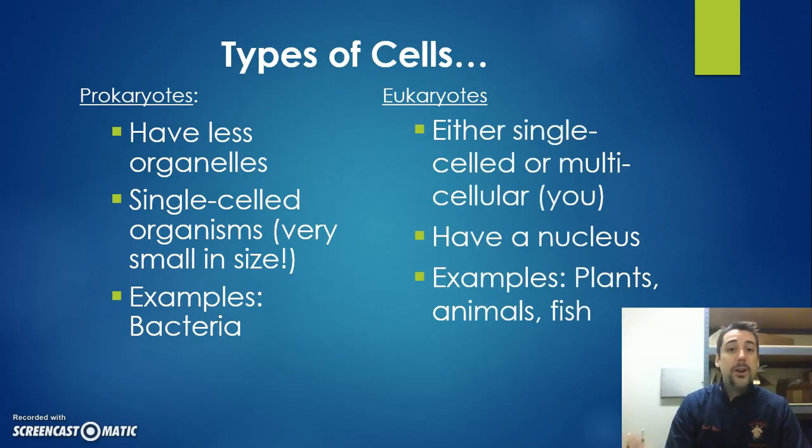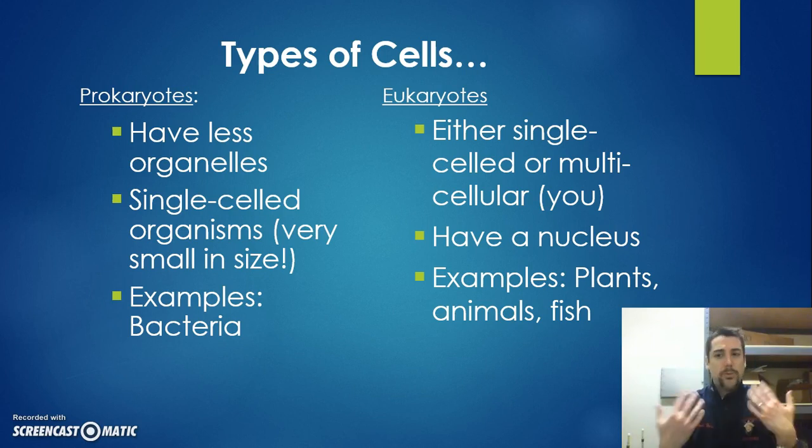So, comparing and contrasting prokaryote and eukaryote again. Prokaryotes, like we saw in the picture, have fewer organelles in general. They're single-celled organisms, so they're very, very small. And mainly we see them as bacteria. Eukaryotes are like you and me, okay? So that's kind of a way to remember it.